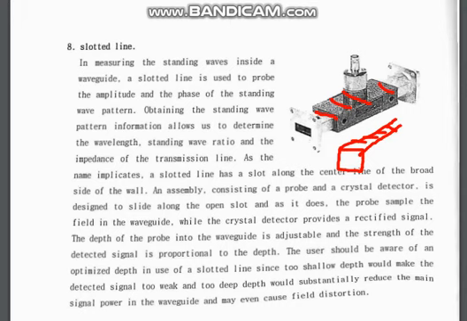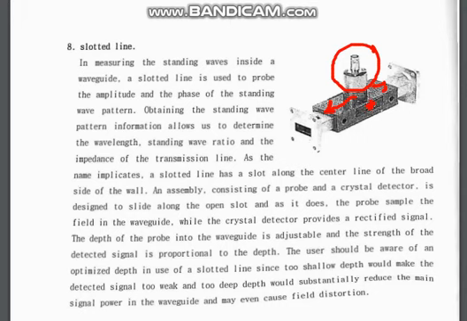An assembly consisting of a probe and a crystal detector is designed to slide along the open slot, and as it does, the probe samples the field in the waveguide while the crystal detector provides a rectified signal. That is the crystal detector section that provides the rectification of the signal. The depth of the probe into the waveguide is adjustable. That is the probe, and the depth can be adjusted here.